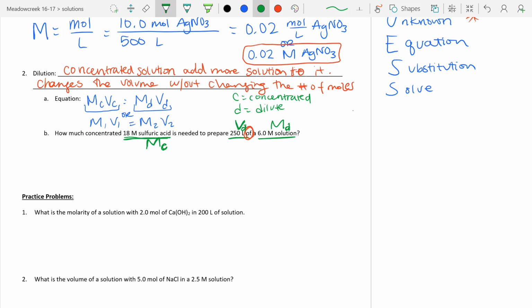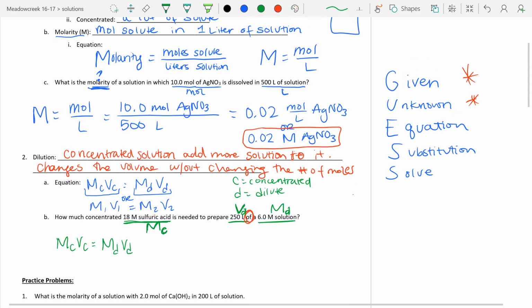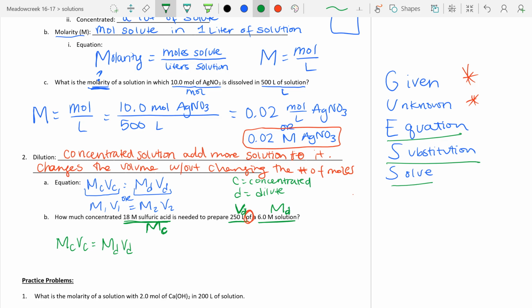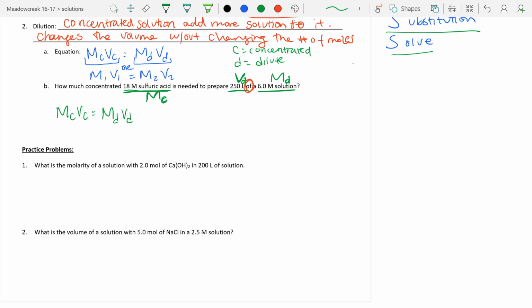Okay, so now we've labeled all of our things. Anytime you have two molarities and a volume, you're going to be using our formula here. So we know we have MCVC equals MDVD. When we're looking at our GUESS method, we're using given, unknown, equation, which we just did, substitution, and solve. So next we need to substitute. So we need to plug our numbers in.